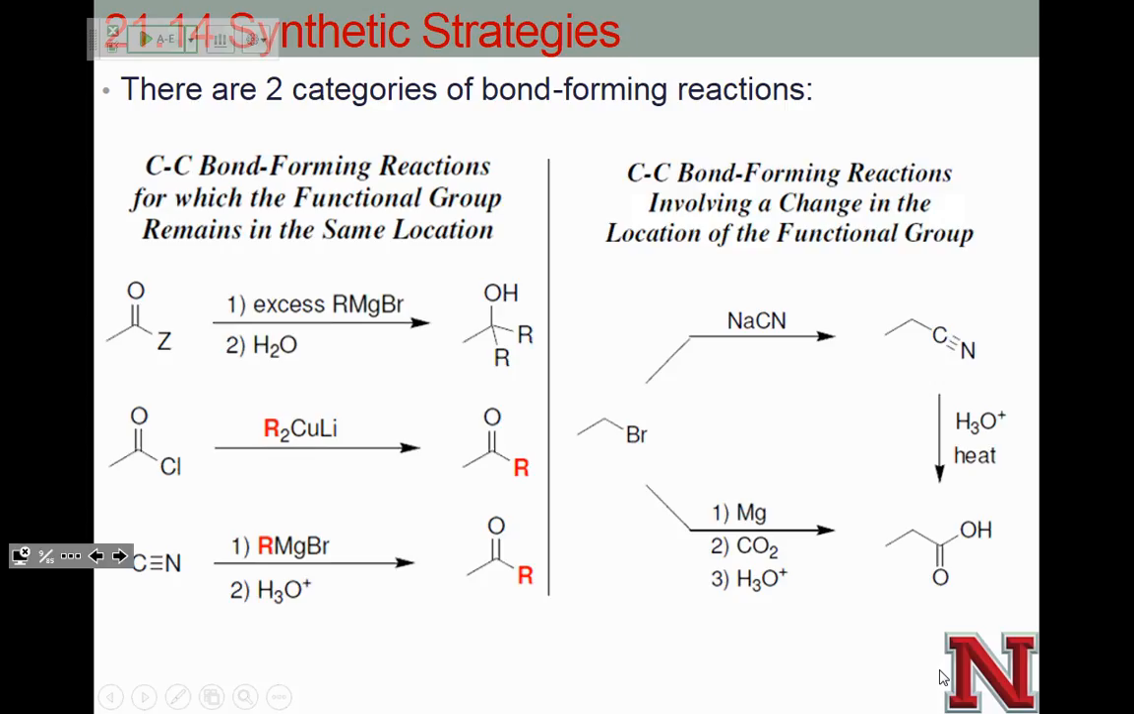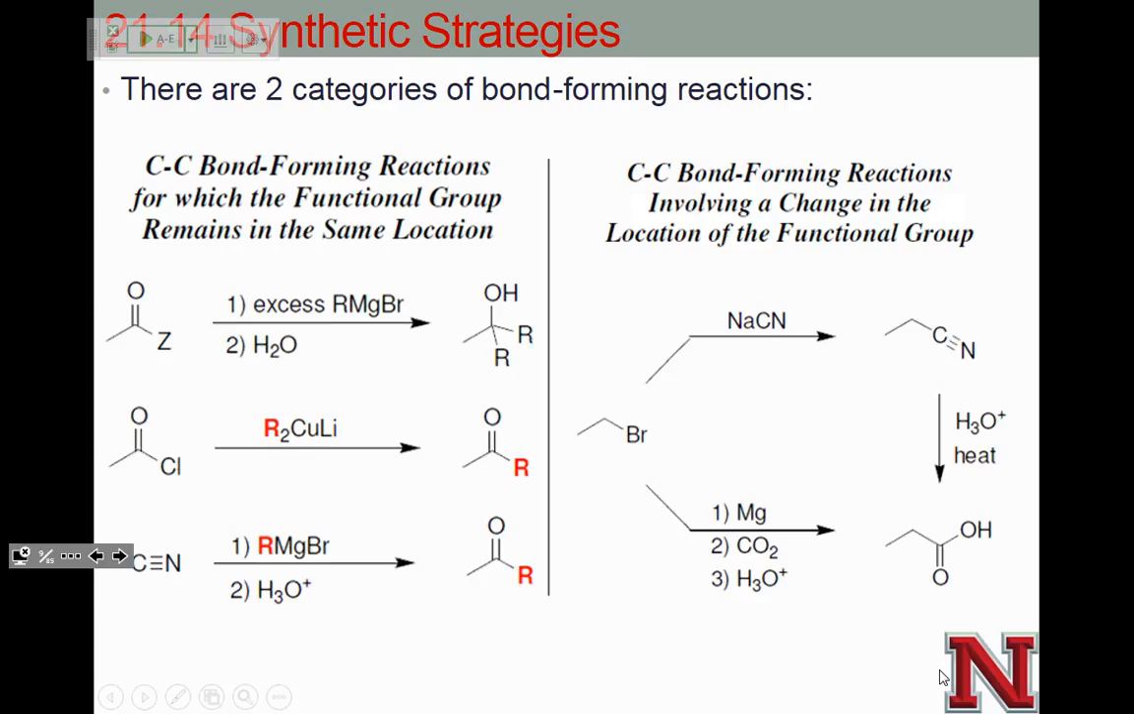So if you look at taking our cyanide anion and reacting it with our bromine, we do form a new carbon-carbon bond. The functional group was this carbon, and now the functional group is the next carbon. So now the reactivity would be in this position, so it's in a different position. Whereas in all of these, the functionality remained in the same position for further reactions.